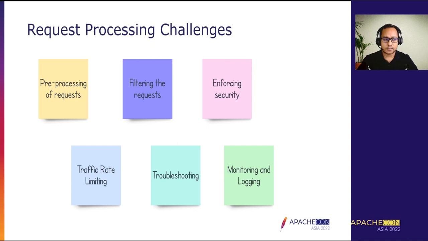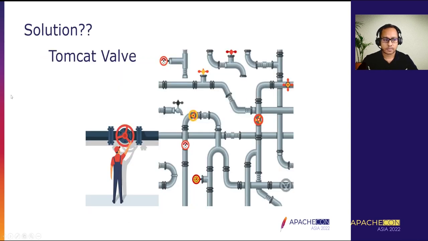Now, these are some, if not all, of the common requirements or challenges related to request processing. So what is the solution, or how does Tomcat handle such requirements or challenges? Tomcat Valves would be a great solution for the problems or requirements which I have mentioned in the earlier slide. A valve is something very easy to visualize. It looks something similar to the picture as you see here. Let's do a deep dive into valves and see how they play a role in the request processing in Tomcat.